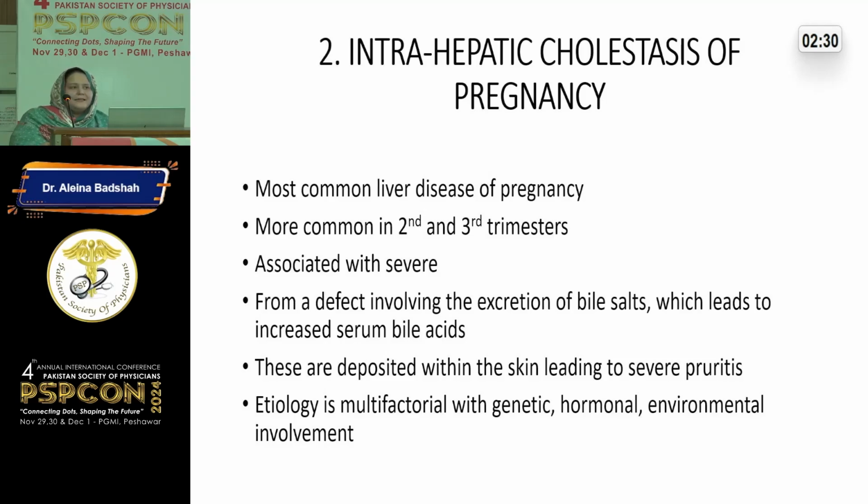Why does it occur? There is a defect involving the excretion of bile salts. The bile salts are not excreted into the bile, as a result of which there is backlog and the bile acids are released into the circulation. These bile acids accumulate in the skin, leading to severe pruritus. Now, there is no relation between pruritus and the concentration of bile acids in the blood. The concentration of bile acids might be low, but the patient might be very symptomatic. And the concentration of bile acids might be very high, but the patient might not be that pruritic.